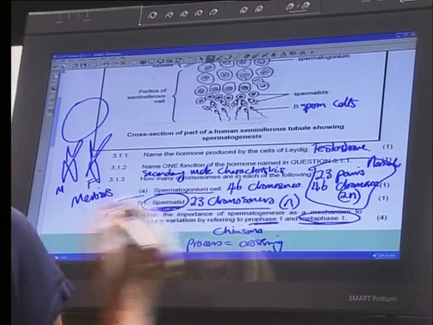In some cases, your dad's one will go up to make the one sperm cell, and your mom's will go down to make another sperm cell. So that's why metaphase is important.